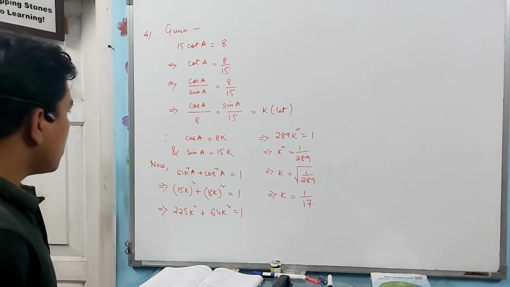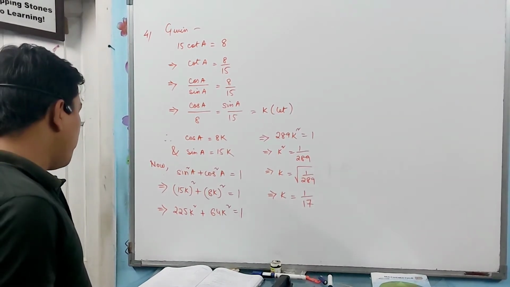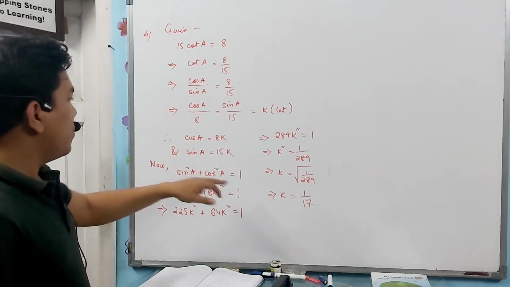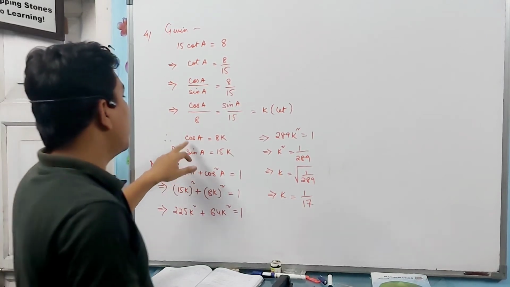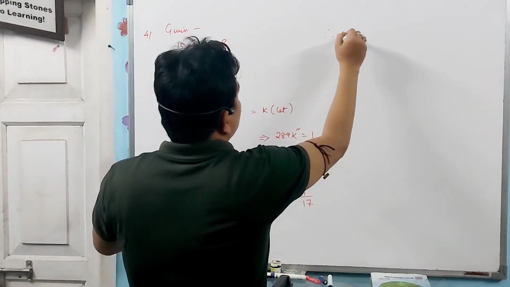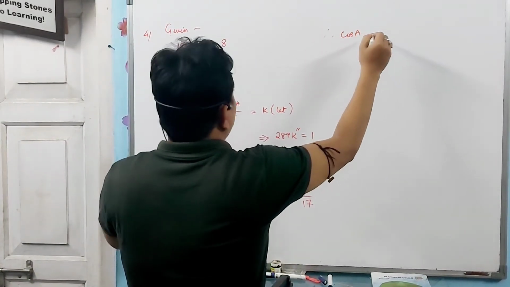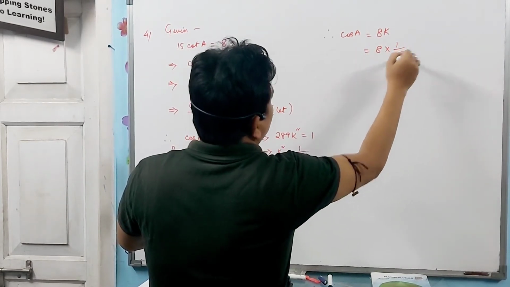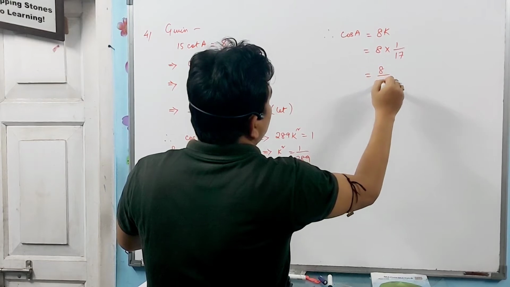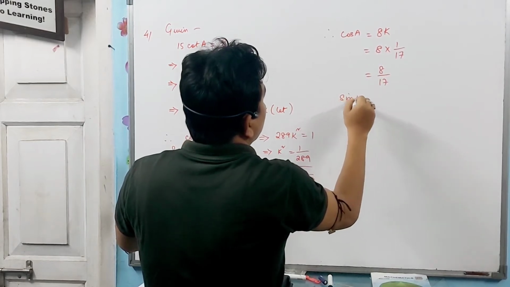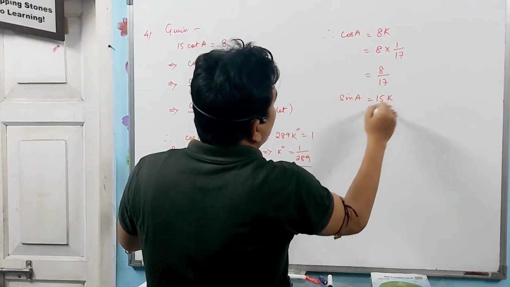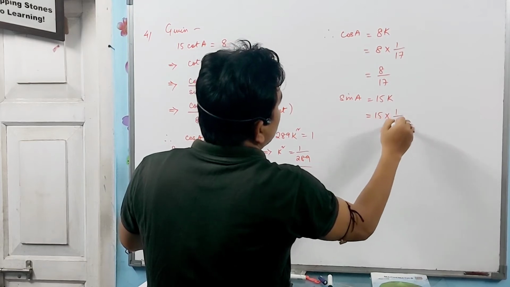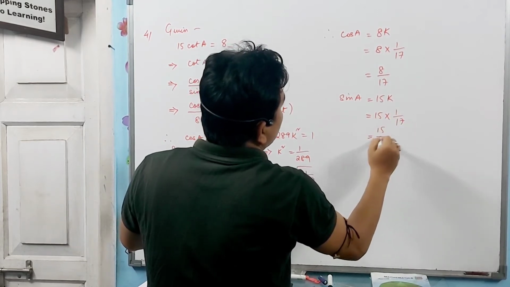Now, if we know K, then we can directly put it here. Therefore, cos A is equal to 8K and K is 1 by 17, which we just got. It will become 8 by 17, and sin A will be equal to 15K, that is 15 into 1 by 17, that is 15 by 17.